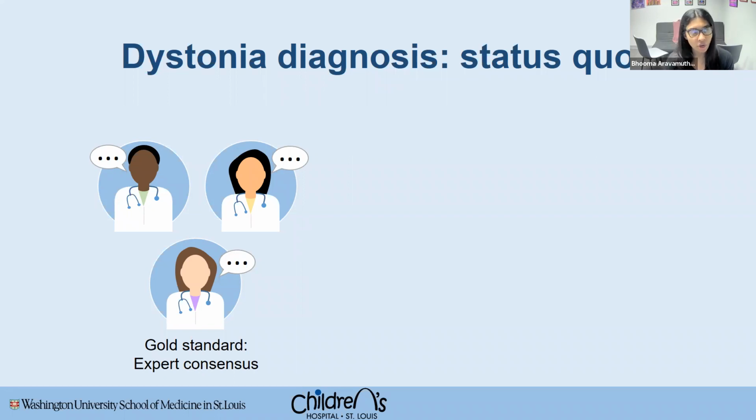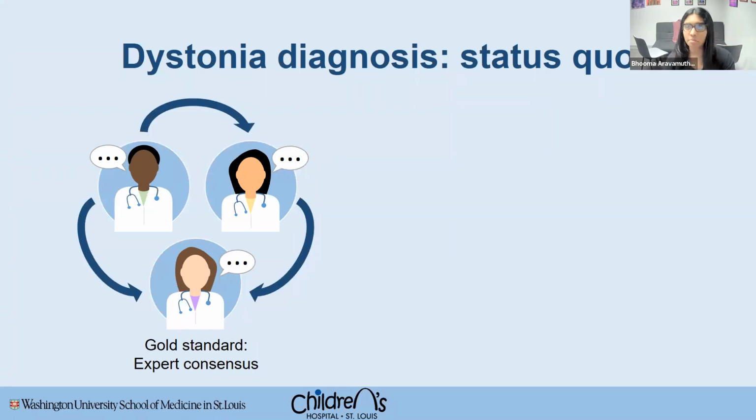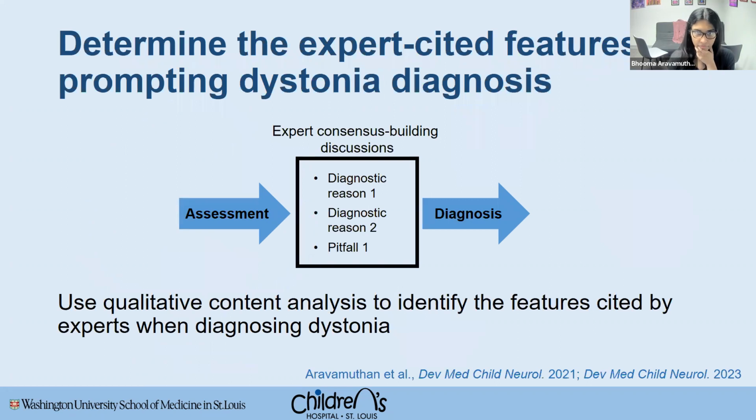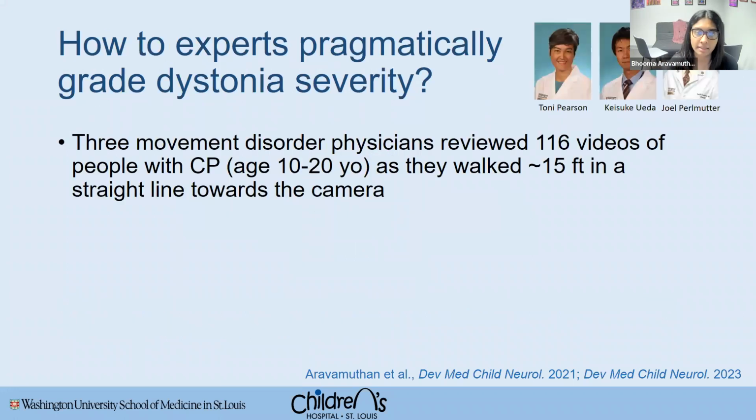But it is a tall ask to have even one pediatric movement disorder specialist present at a center, let alone 2 or 3, so you can get together and discuss videos weekly. So how do we take this group discussion gold standard and generalize it to physicians across the country, to the community? How do we make dystonia diagnosis accessible? So we sought to determine exactly how, in these discussions, experts are identifying cerebral palsy. What are they saying that is associated with the CP diagnosis? We used a technique called qualitative content analysis to do that.